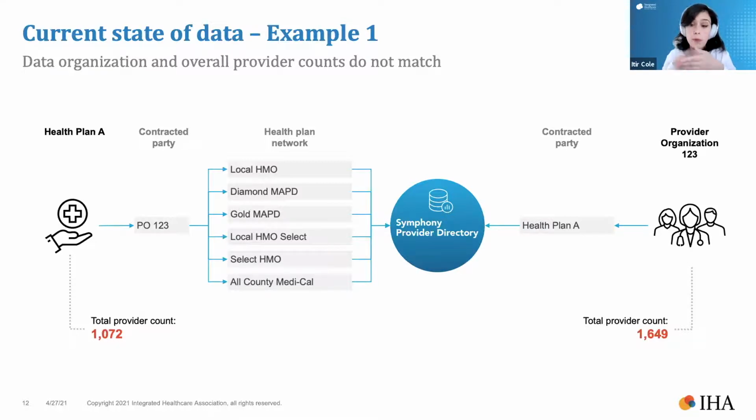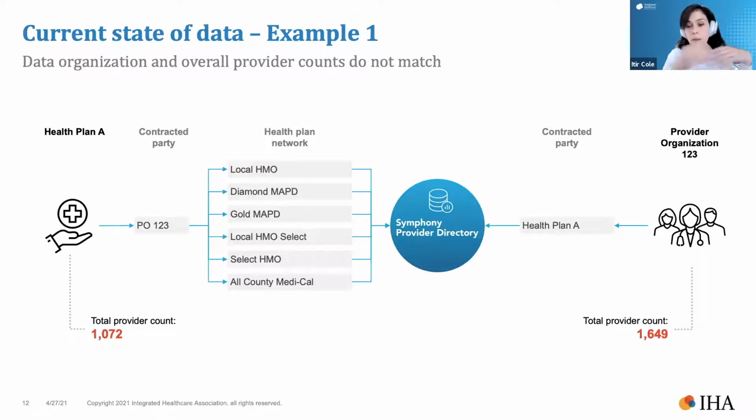So to the provider organization, these networks are unfamiliar. This is not a shared language between them. And in fact, the provider organization may not even know how the health plan formed these networks. And so when we're working to reconcile the difference of the provider count or even the data at a more granular level, there isn't a one-to-one lineup between the two organizations. So it becomes a really large challenge.